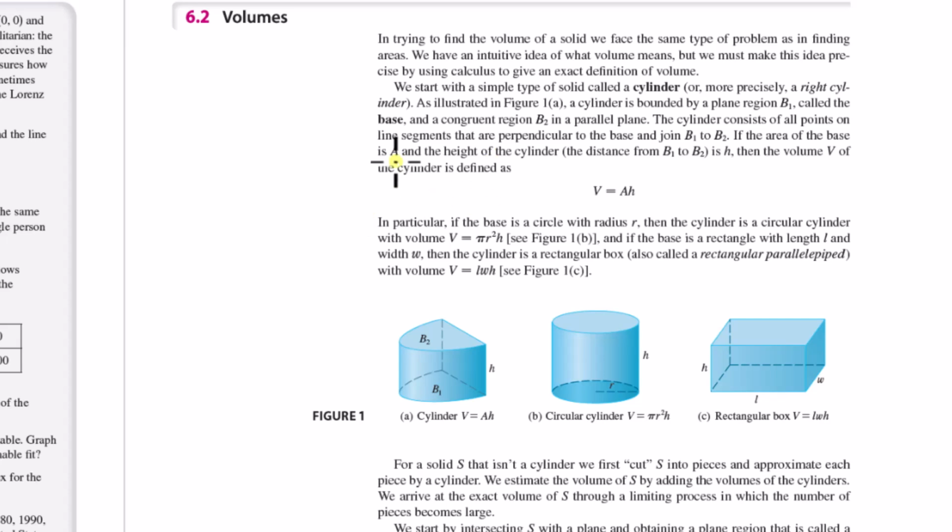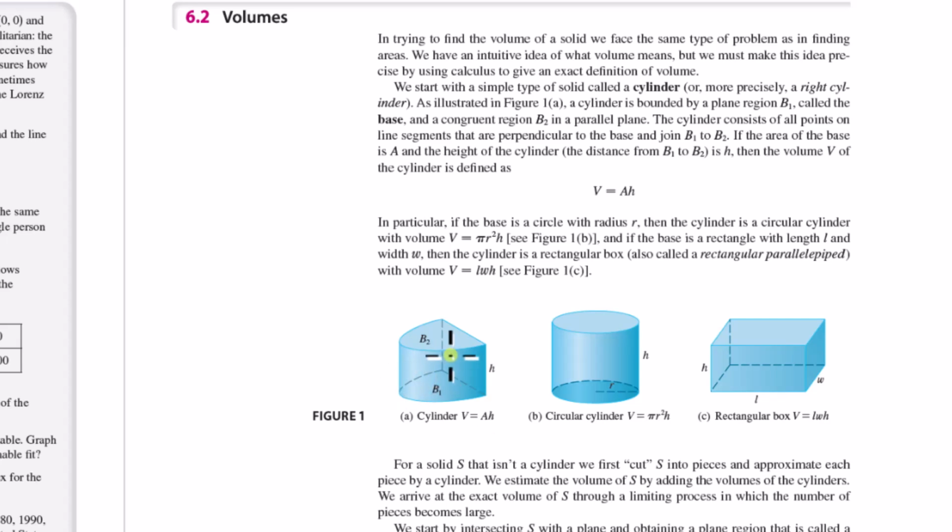When you think about the term cylinder, you think about this. But this is a certain type of cylinder. This is a circular cylinder. The general term for cylinder is that the heads of the cylinder could be any shape, but the heads are going to be planar. So you've got the two base planes, and then the cylinder consists of all points on line segments that are perpendicular to the base and join B1 to B2.